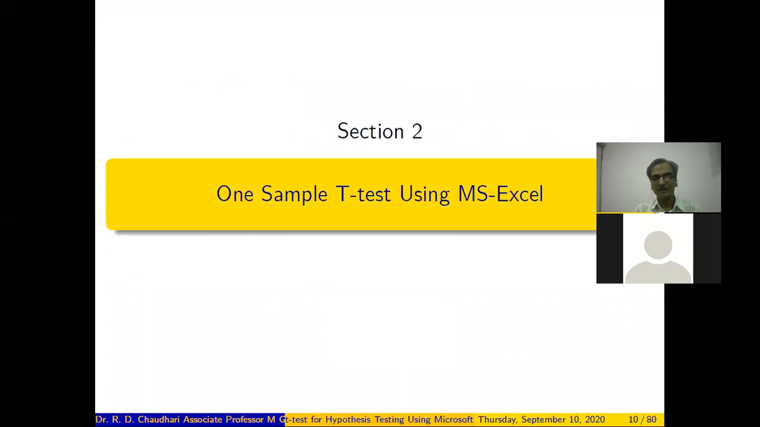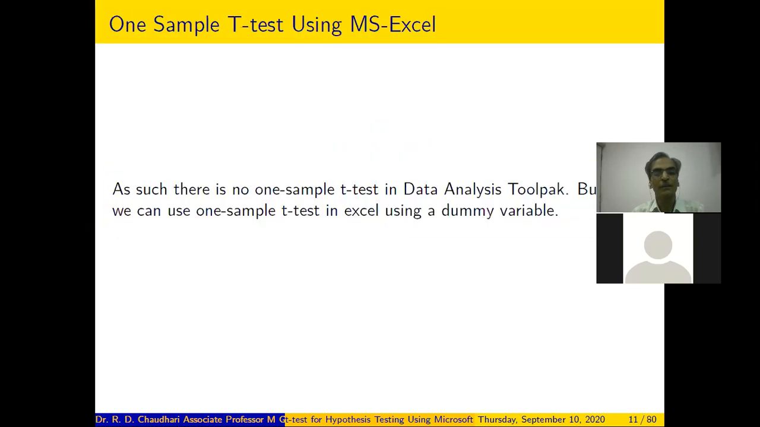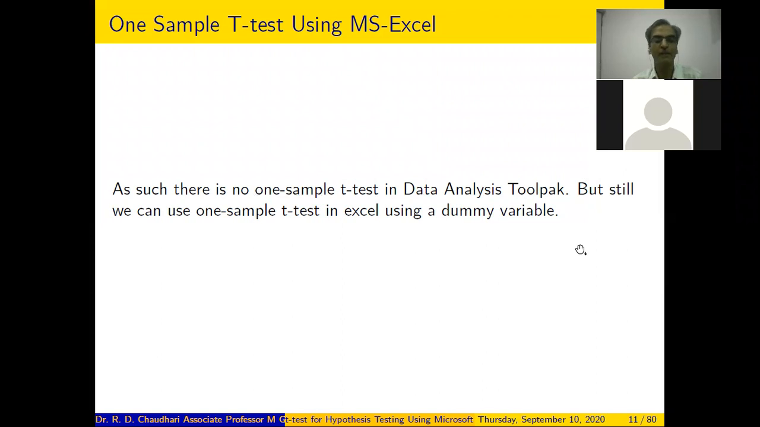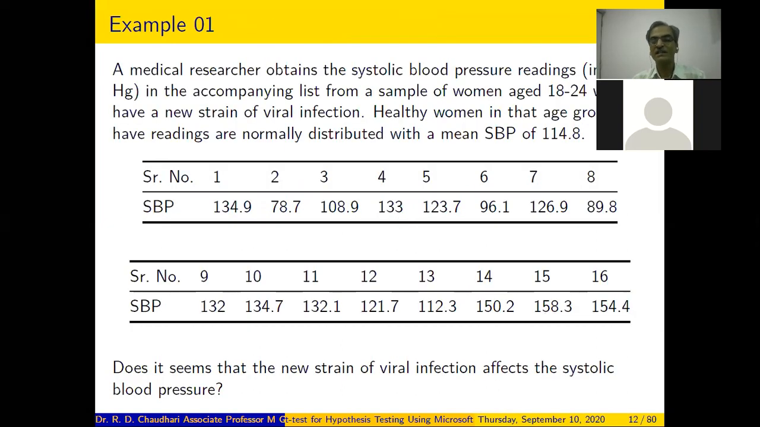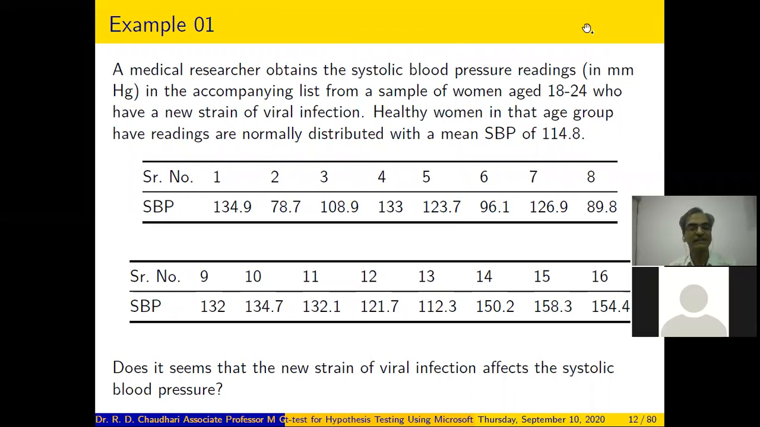Okay, now let us start with the first hypothesis testing problem, that is the one sample t-test using Microsoft Excel. Basically, in Excel add-ins, there is no one sample t-test available in the data analysis tool pack, but still we can perform a one sample t-test in Excel using a dummy variable. So let us see the one sample t-test with the help of an example.